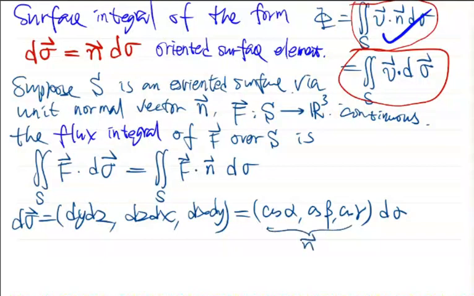So because dσ is n dσ, if you write n using the directional cosines, you have this equality. And we denote dy dz to be cos α dσ. That is in the three-dimensional coordinate space.